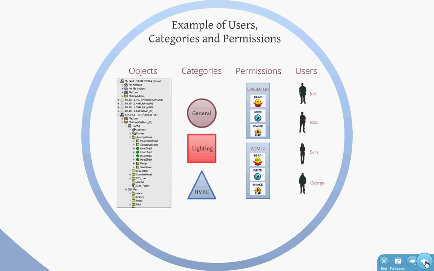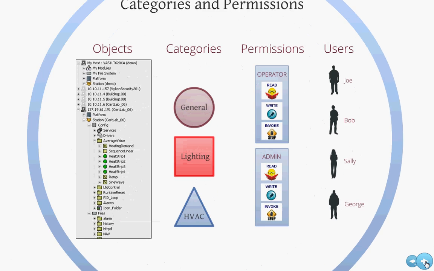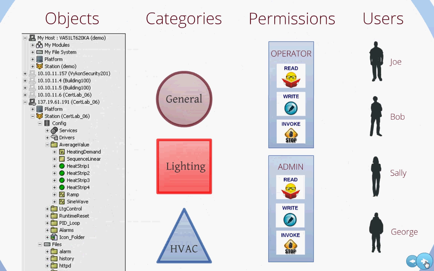So let's give you some examples of users and categories and permissions. In this example, we have some objects in the system. If you look on the left here, the services, drivers, lighting controller, runtime reset. And you might think about the users that might need access to those. You say, okay, well, some users have administrative access to the services and other users have just read access as an operator to the average value.